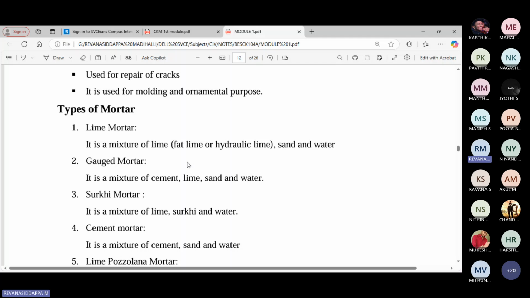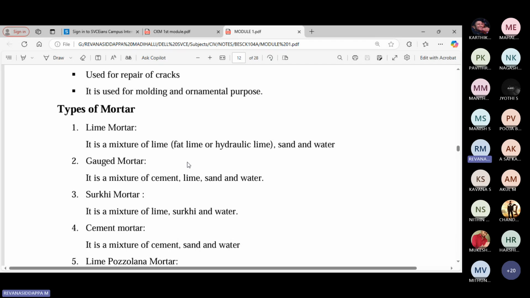Coming to the types of mortar, the first one is lime mortar. Lime mortar means it is the mixture of lime, sand, and water. In ancient days, there was no concept of cement. Cement was not there. The main raw material we used to make the mortar was lime only. Therefore, lime mortar is the mixture of lime, sand, and water.